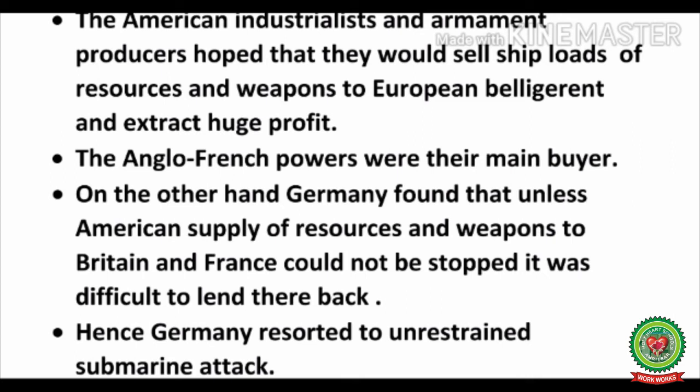Germany knew that as long as England and France were getting armament from America, it could not stop England and France, so it wanted to cut off the supply of armament from America to England and France. This was the reason that Germany decided to attack the ships of America, and hence Germany started unrestricted submarine attack on American ships.